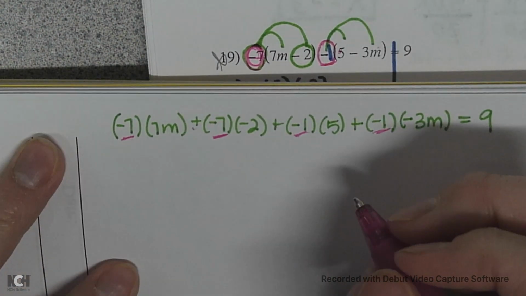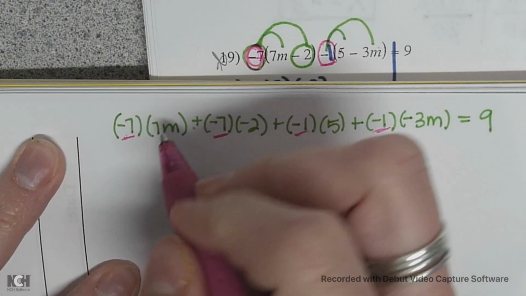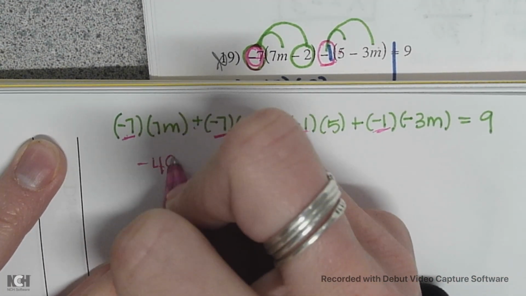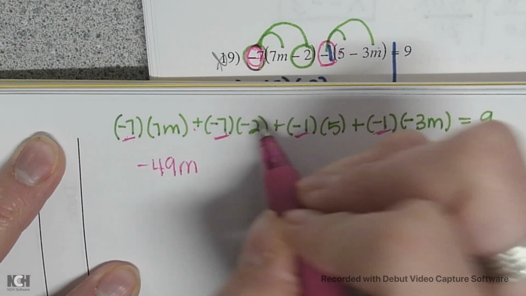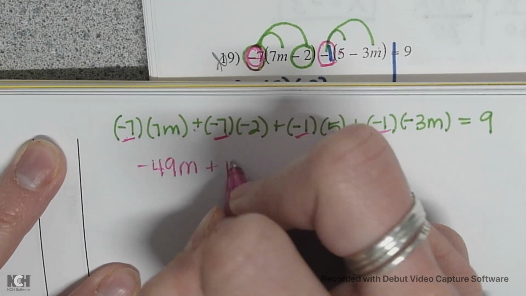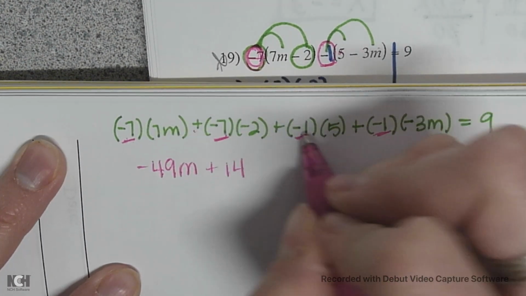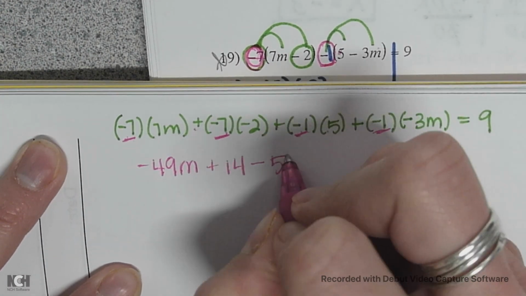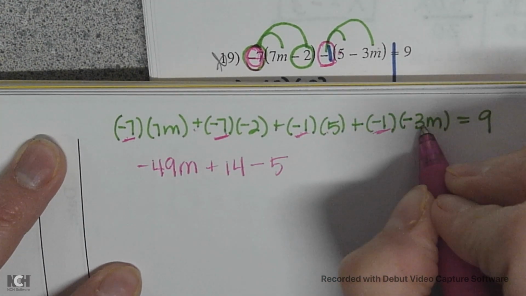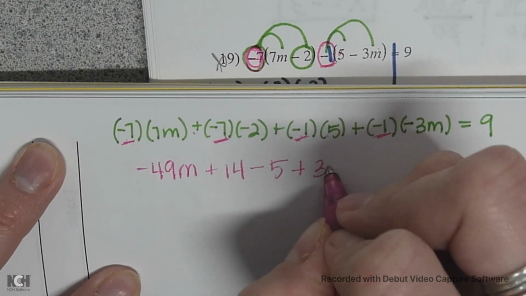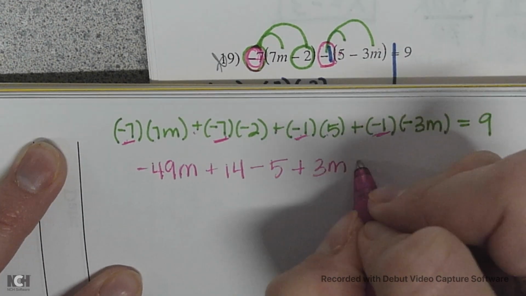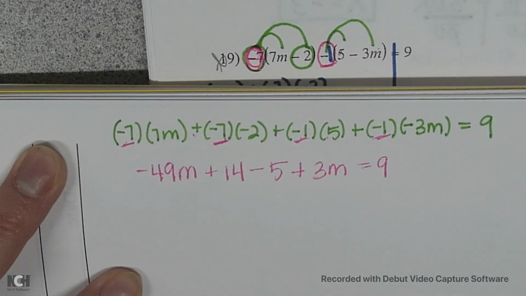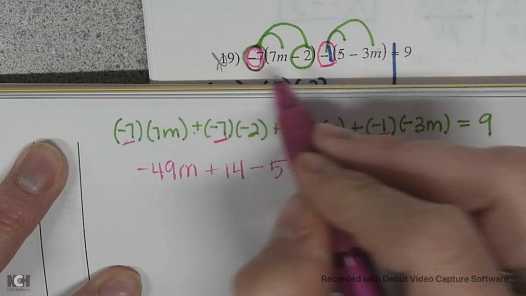Okay, so now let's actually multiply. -7 times 7 is -49m. -7 times -2 is +14. -1 times 5 is -5. -1 times -3m is +3m, and that equals 9. Okay, so I've distributed. That was my first step.